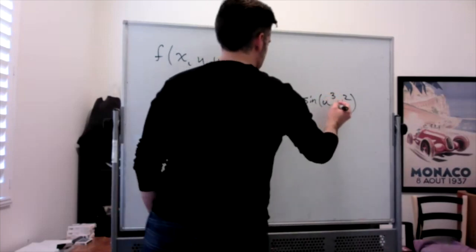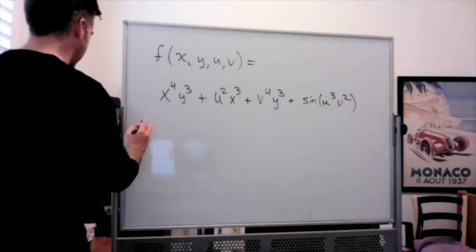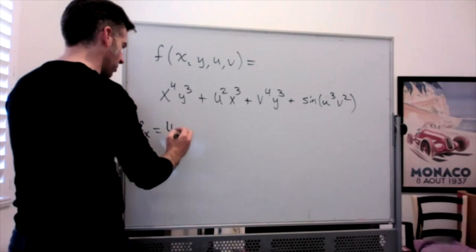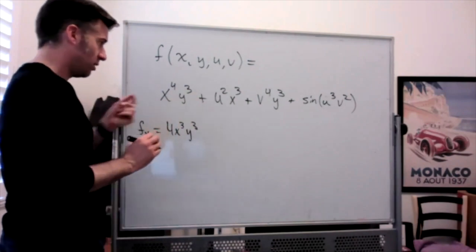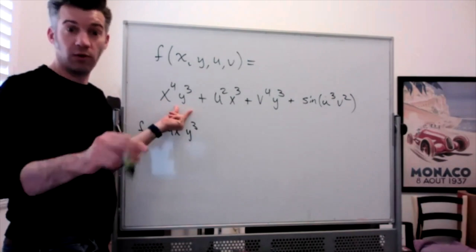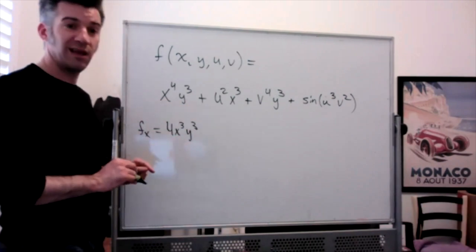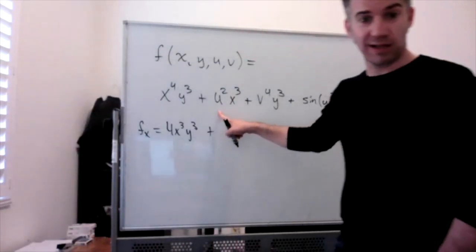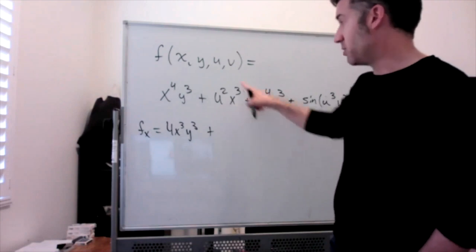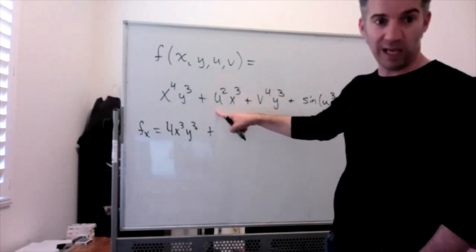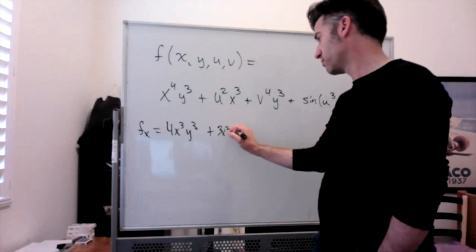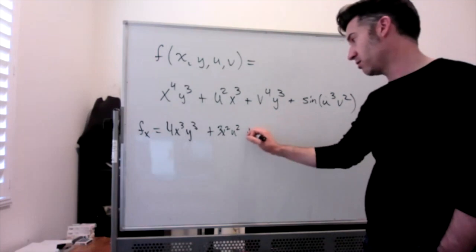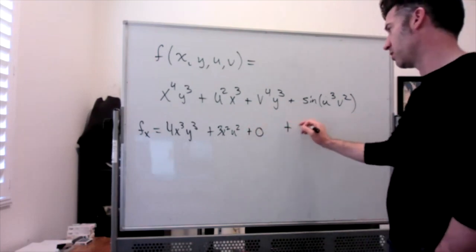So let's say I want to take some of the partial derivatives here. Let's find f_x. The derivative of x to the 4th y cubed is going to be 4x cubed y cubed. This part's the variable, this part's the constant multiple. Constant multiples hang out, and we take the derivative of the variable part. Same deal here. The u squared is going to hang out because it's multiplying a variable thing. The derivative of this is going to be 3x squared times u squared. The derivative of this is going to be 0 because there are no variables in there. The derivative of this is also going to be 0.